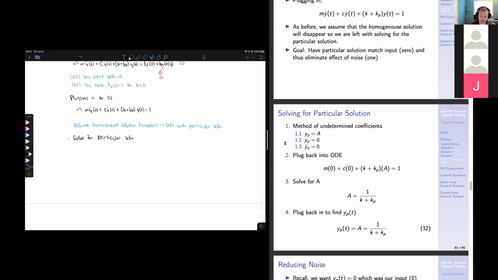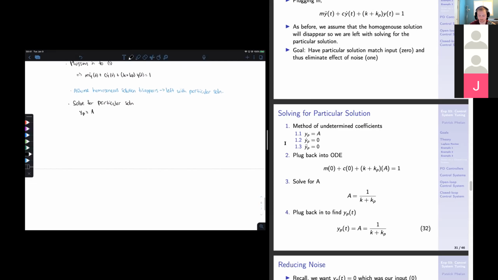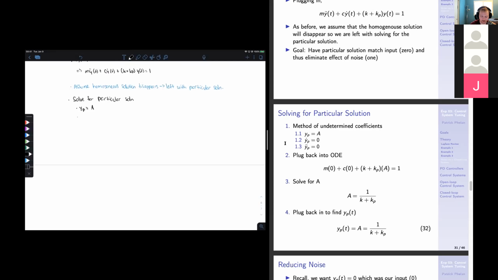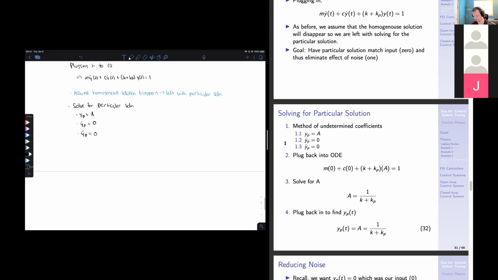So y sub p is going to be equal to a, just some constant value, or whatever variable you want to use, because our right-hand side was a constant of 1. We take the derivative, and that's going to be 0 since it's a constant. And then y double dot of p is also going to be equal to 0.